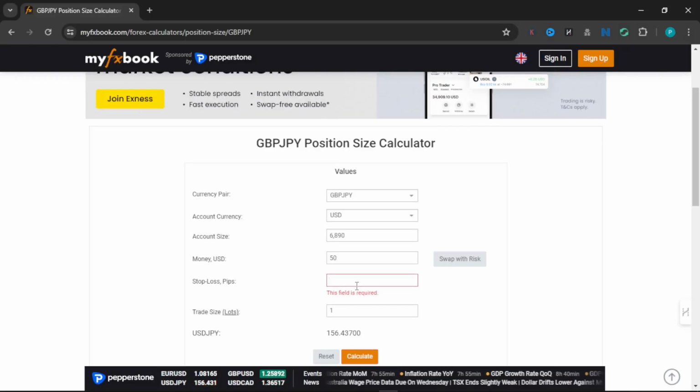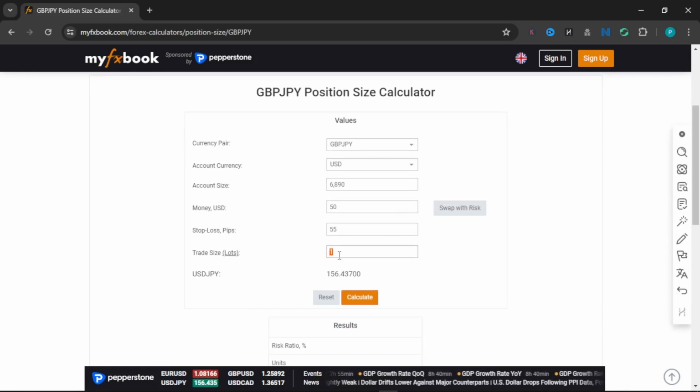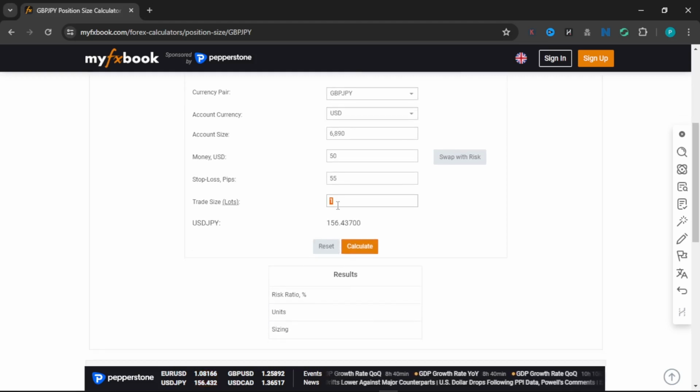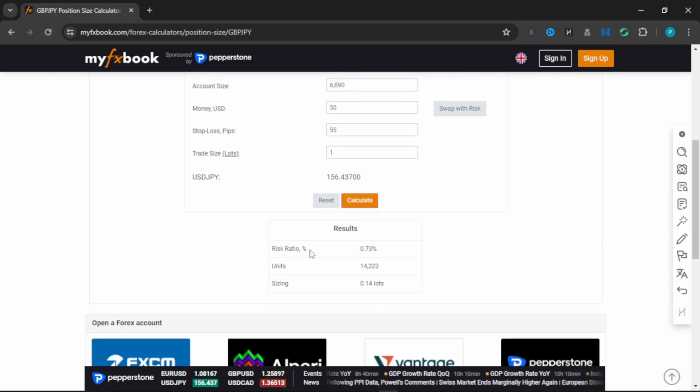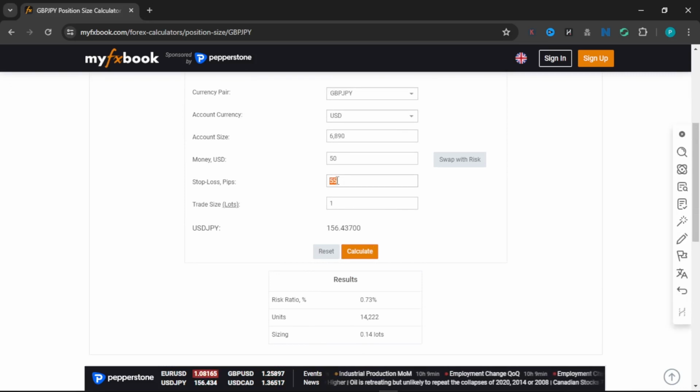So here I'll just put 55, and then trade lot size. So the lot size in which you want to trade. Okay, so after this, just hit calculate. So you have to use this lot size, 0.14 lot size. So this is the lot size you simply have to use to actually enter this market. With this lot size, you can use this as stop loss position, and then you'll only be risking this amount.